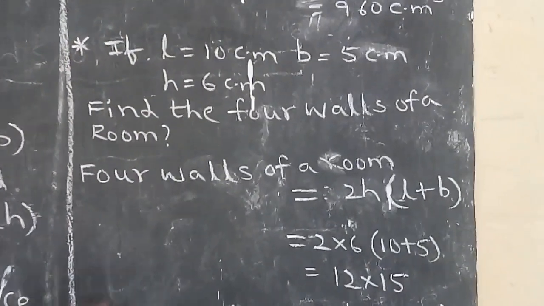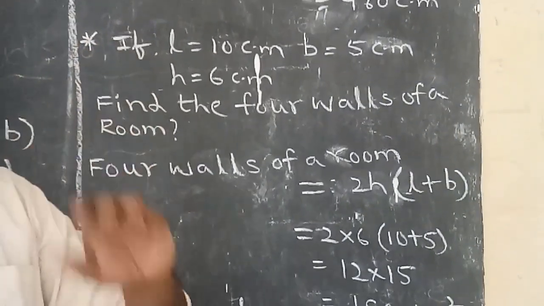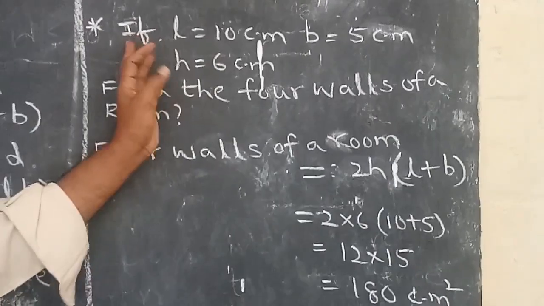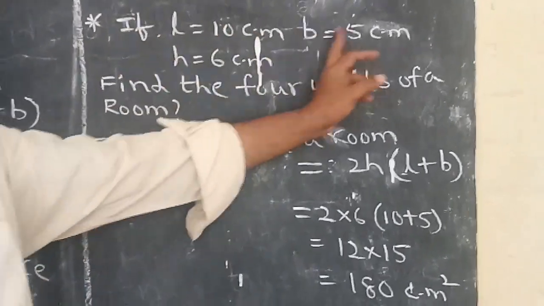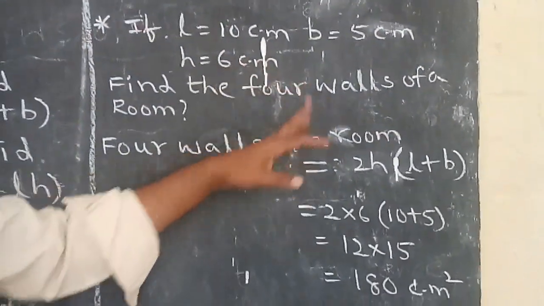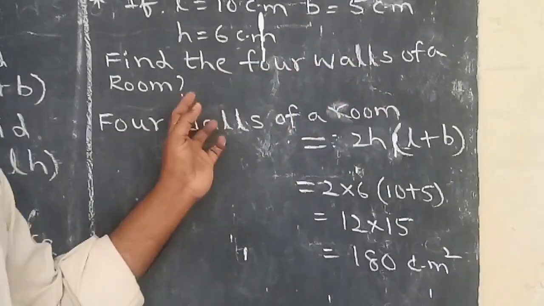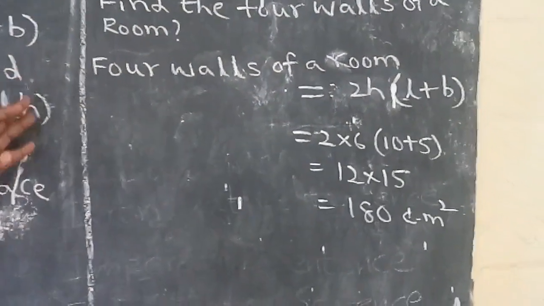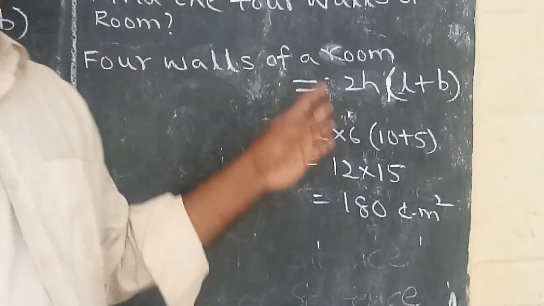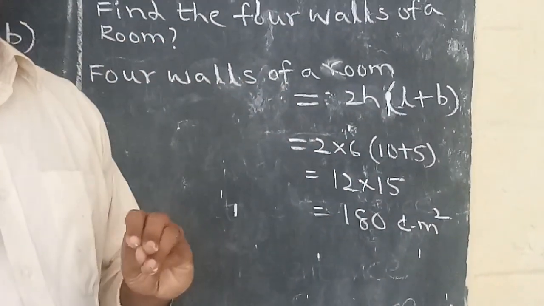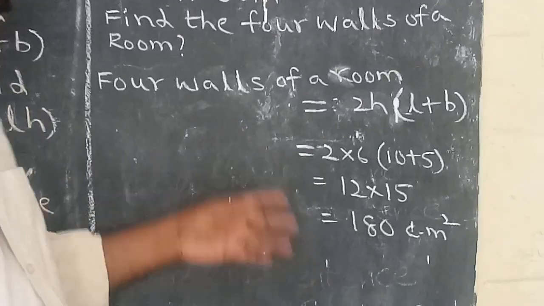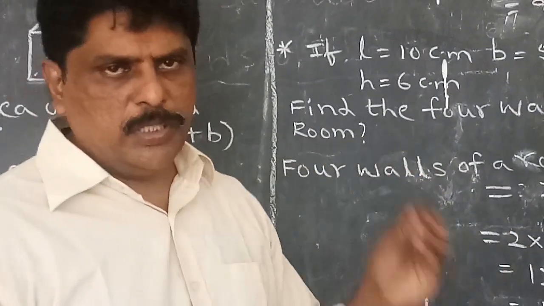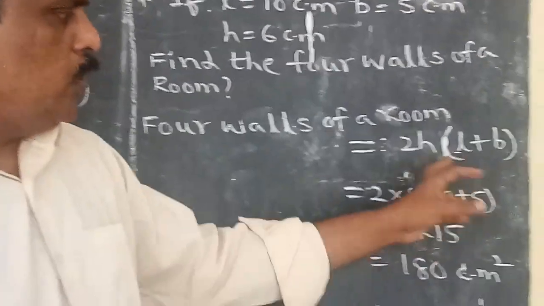Next, I have to explain another sum. If L is equal to 10 centimeters, B is equal to 5 centimeters, H is equal to 6 centimeters, find the four walls of a room. The formula for four walls of a room and lateral surface area of a cuboid both are equal. What is the formula for lateral surface area of a cuboid? 2H into L plus B. Here for the four walls of a room also the formula is 2H into L plus B.